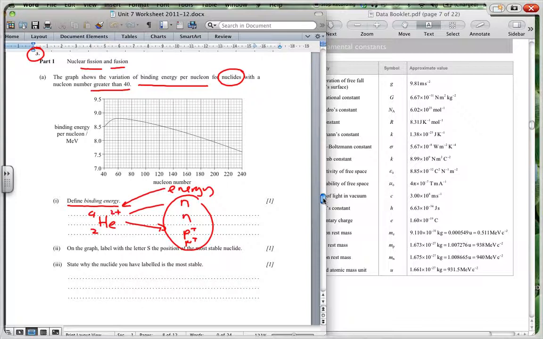So then it says, on the graph, label with the letter S the position of the most stable nuclide. Well, that will be the one where you have got your highest binding energy. So it would be over there, probably at the very top there. S there, you have to use the S. And state why the nuclide you have labeled is the most stable. Well, it's got the highest binding energy. It's got the most energy that you'll need to put in to separate it into its separate parts.